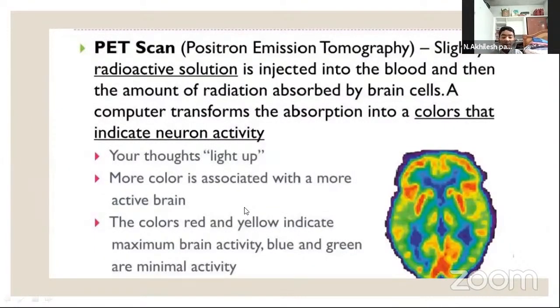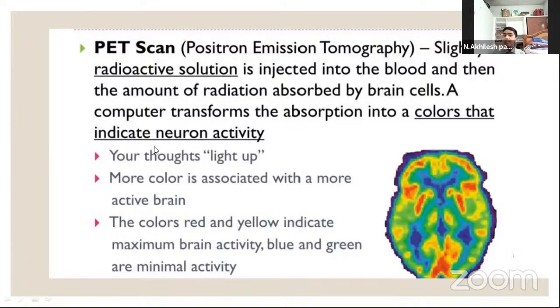And the next one is PET scan, positron emission tomography. A slightly radioactive solution is injected into the blood, and then the amount of radiation absorbed by brain cells is measured. Your thoughts light up. More color is associated with a more active brain. The colors red and yellow indicate maximum brain activity. So these are the methods for studying the human brain.